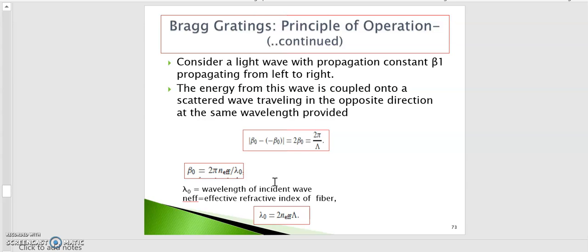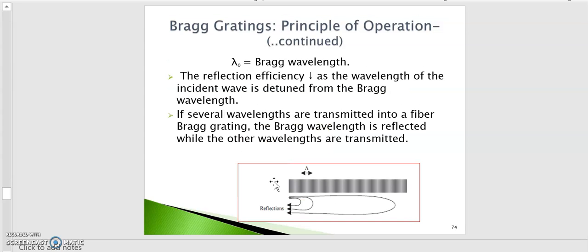Minus beta naught represents the wave that is traveling in the opposite direction. Beta naught is equal to 2 pi n effective by lambda naught. N effective is the refractive index of the fiber. As we have core and cladding materials of different refractive index, the effective refractive index of the fiber is denoted as n effective. Lambda naught is the wavelength of the incident wave. Lambda naught is equal to 2 n effective into the period of the grating. Then lambda naught is also called the Bragg wavelength.